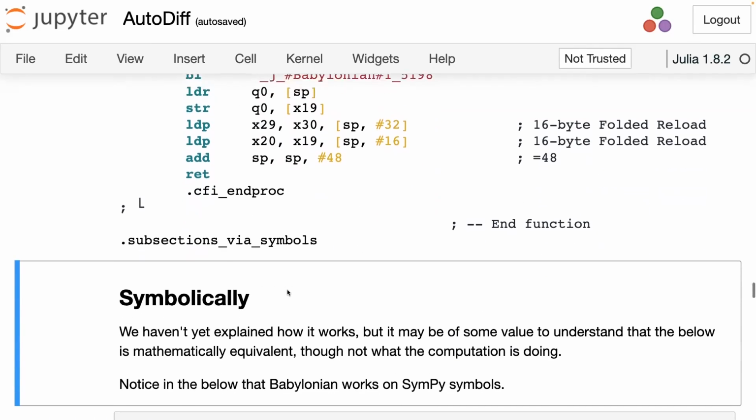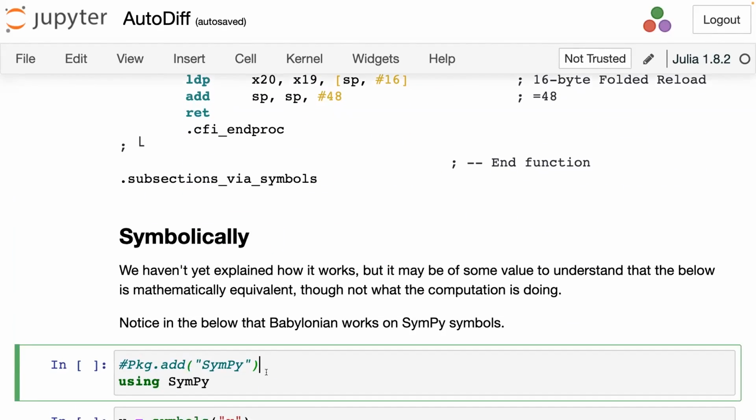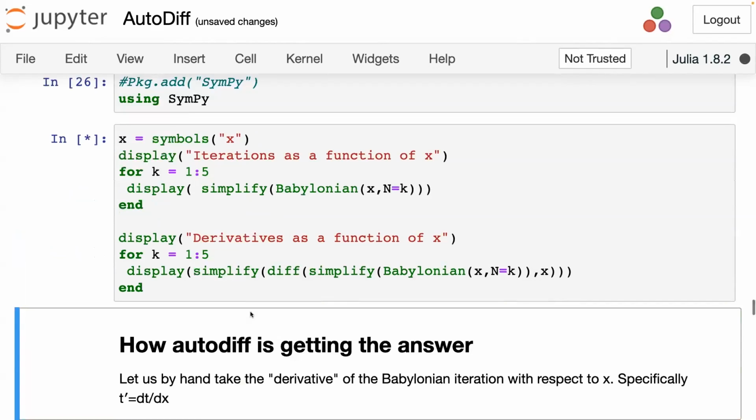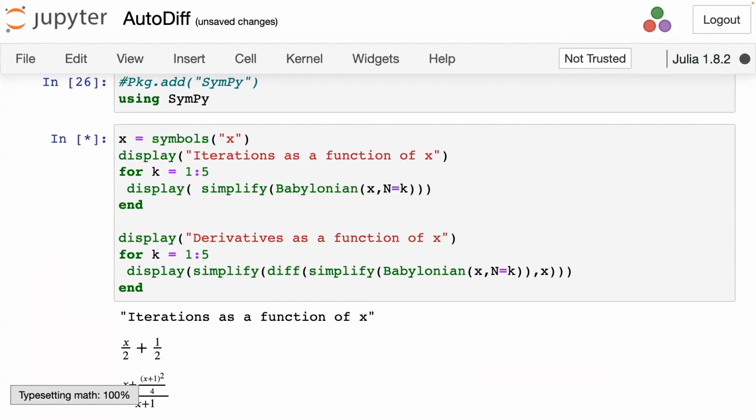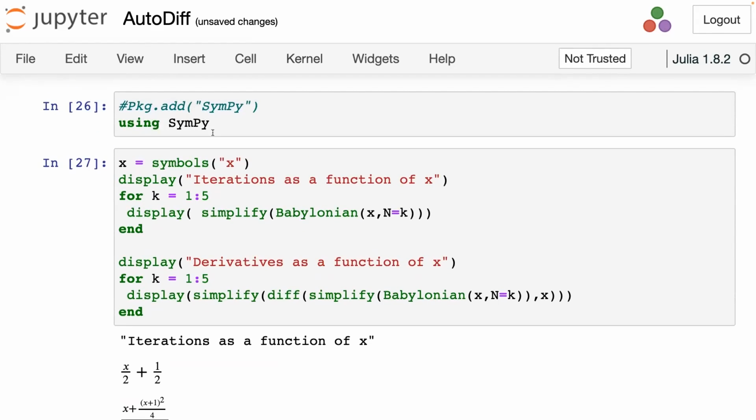Okay, so I'm still not going to tell you how it works, but I'm going to grab SymPy. This is a Python symbolic program. There's a Julia symbolic program, but I don't completely trust it yet. Maybe it's ready for prime time. But I wrote this before there even was Julia symbolic. And anyway, it just worked so well, I would take it.